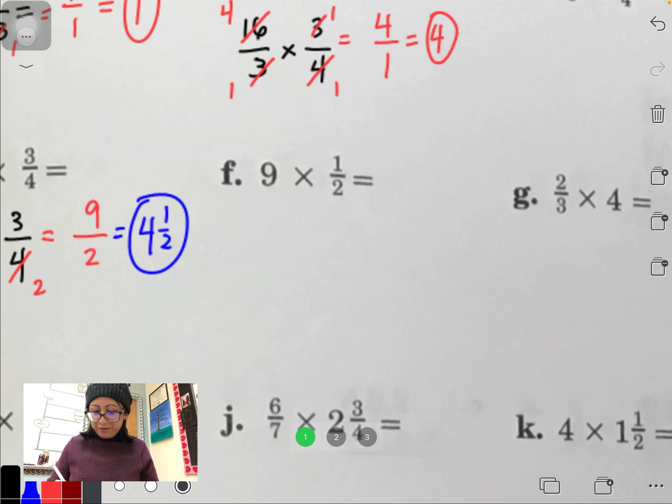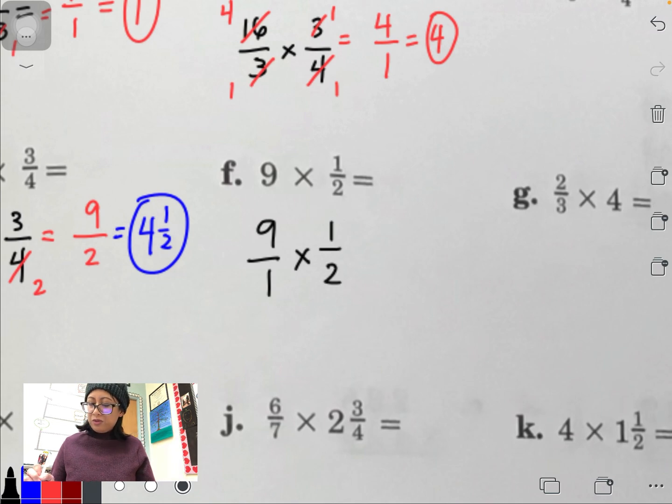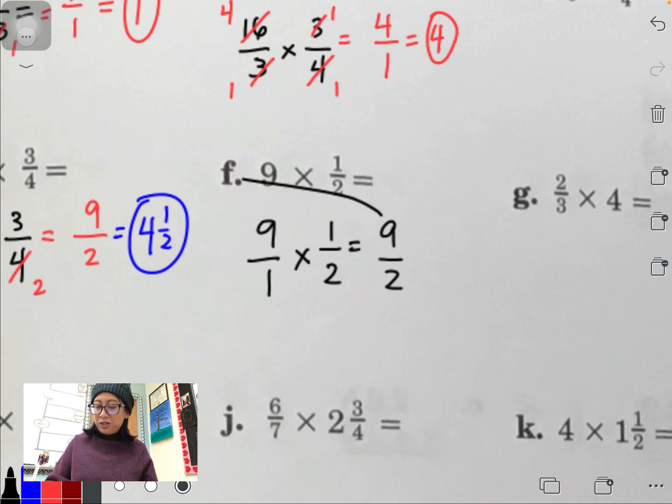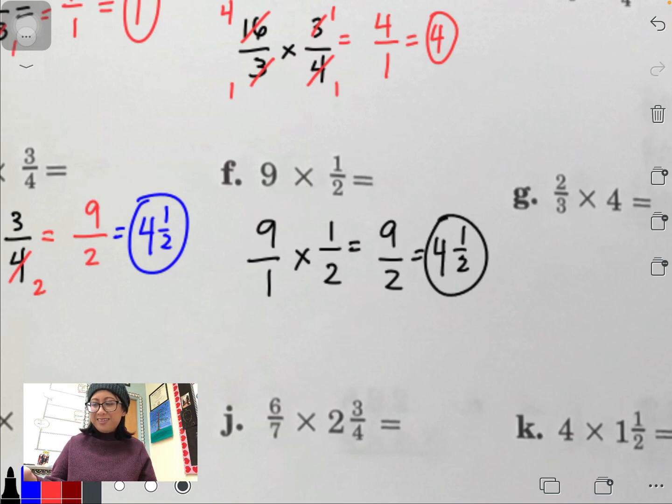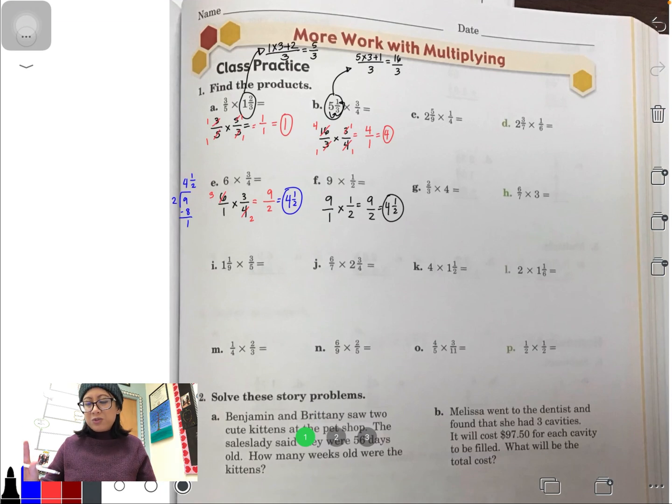Okay, so with F again, I've got a whole number, so I'm going to put it on top of a 1 times 1/2. All right, so I can't cross cancel anything because 9 and 2, they're both not even. At least 2 is even, but 9 is not. So I'm just going to do 9, 2, and look, it's just similar to this. It's the same. So I can just say 4 1/2 again. Boom, right? So that's what you'll do for all of number 1.